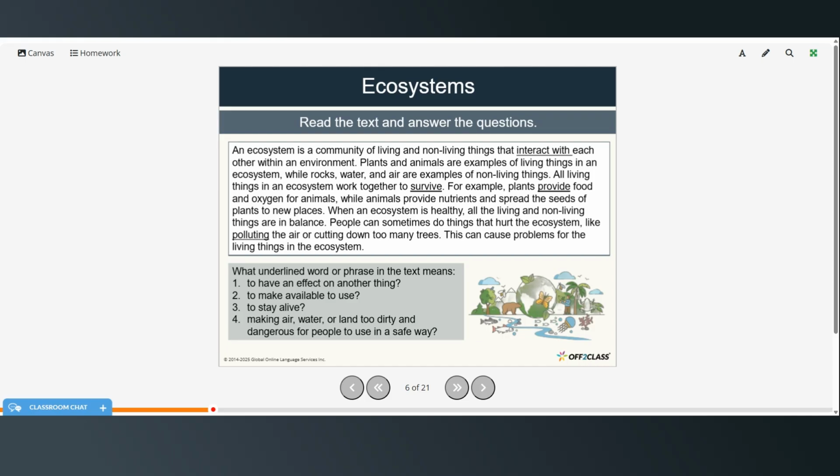So what underlined word or phrase in the text means to have an effect on another thing? Well, that would be interact with. To make available for use is to provide. To stay alive is survive. And making air, water, or land too dirty and dangerous for people to use in a safe way is polluting.